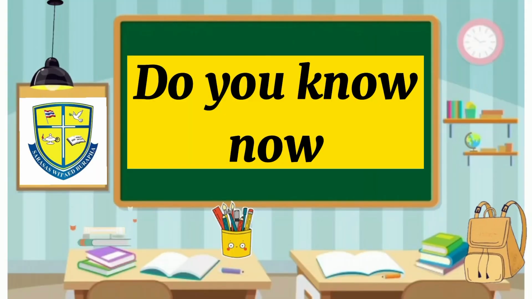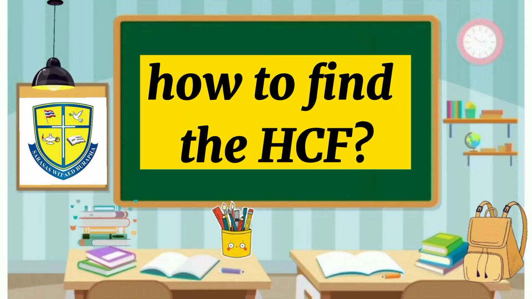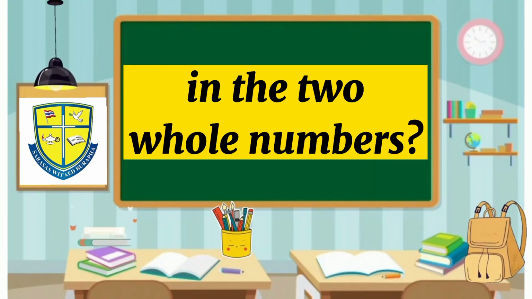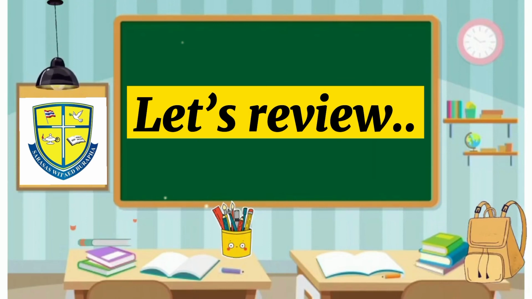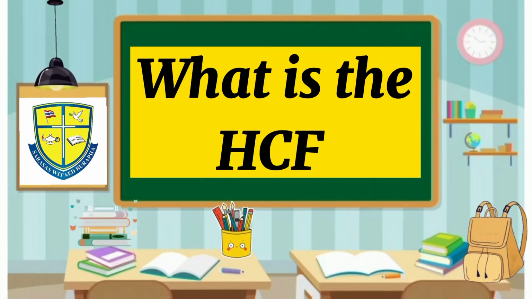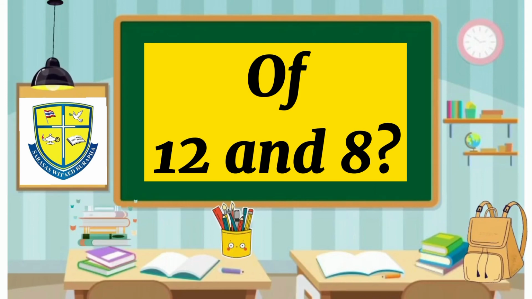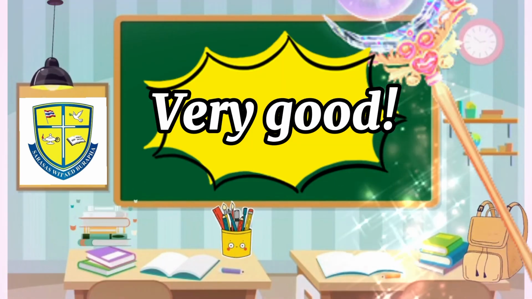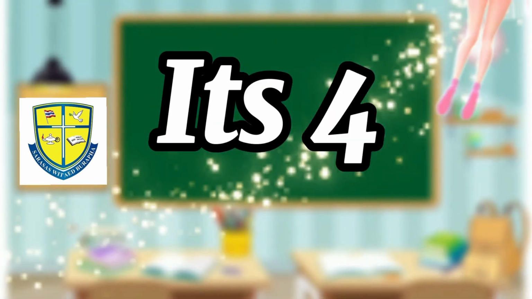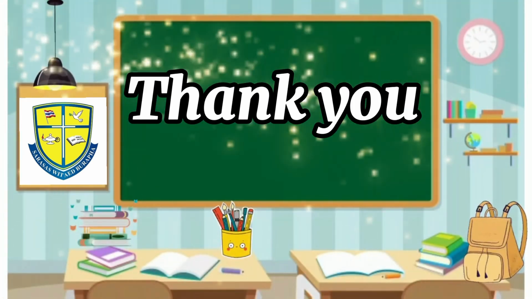Do you know now how to find the HCF of two whole numbers? Let's review. What is the highest common factor of 12 and 8? Very good. It's 4. Enjoy learning.